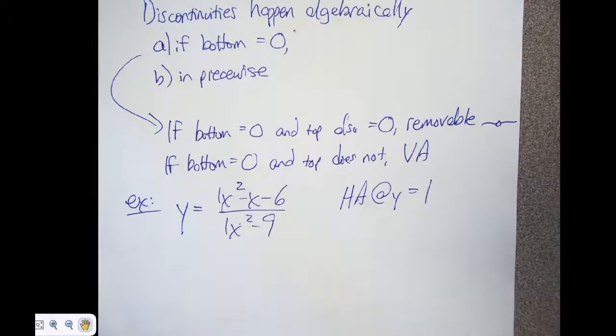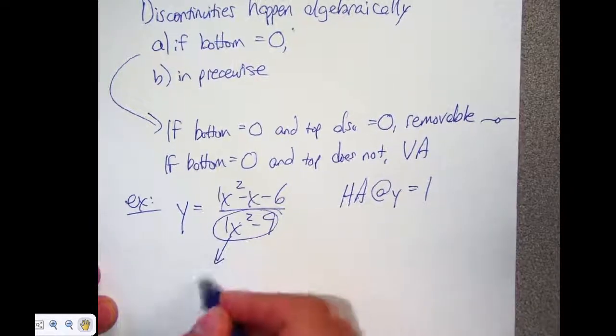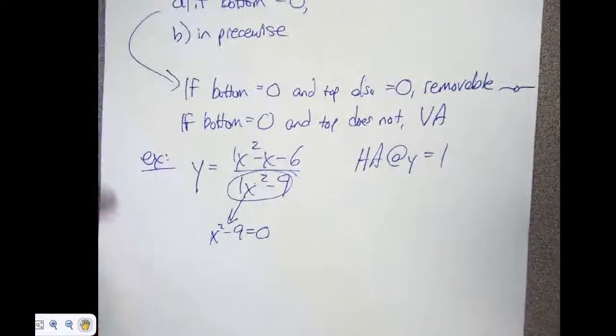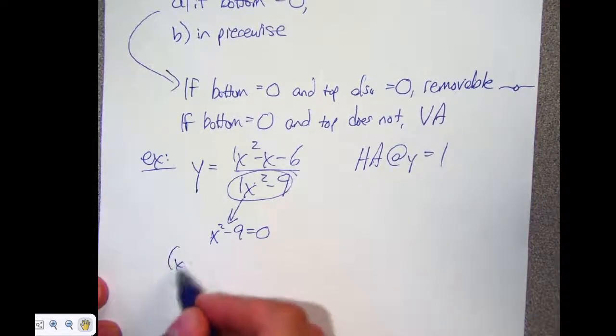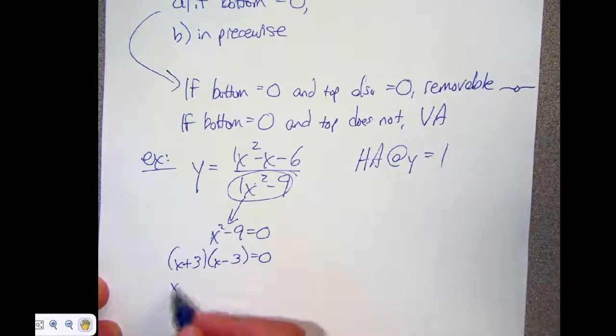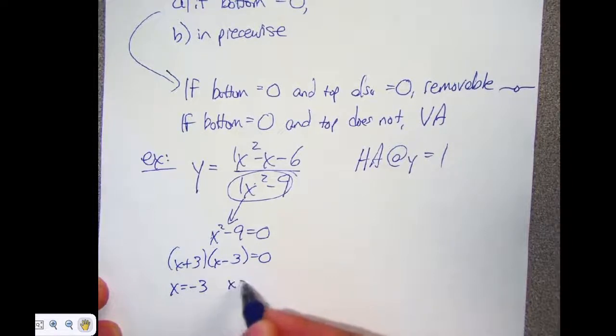So we should probably practice that too. Okay, for discontinuities, I'm going to take the bottom, set it equal to 0. So I'm going to go x squared minus 9 equals 0. Well, there's kind of two ways you can solve this. I don't care what you use, but you have to get two answers. So you could go, okay, I'm going to factor that, x plus 3 times x minus 3 equals 0. And that gives me x equals negative 3, and that gives me x equals 3.